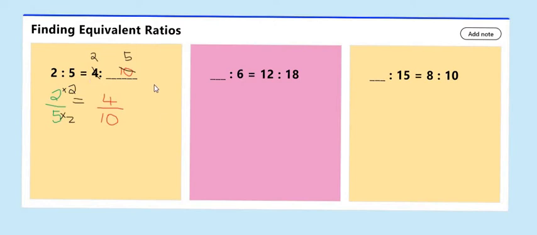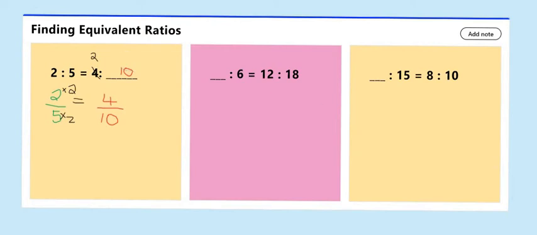All right. So now we've proven that the missing part of the ratio is 10 because when we simplify the ratio 4 to 10, we get the ratio 2 to 5. Both of them are equivalent.